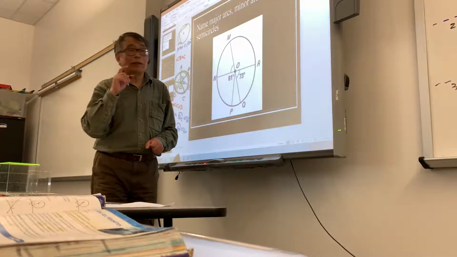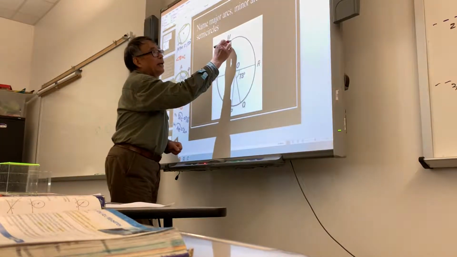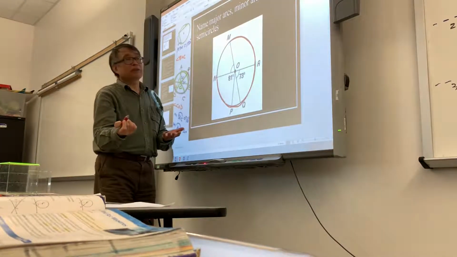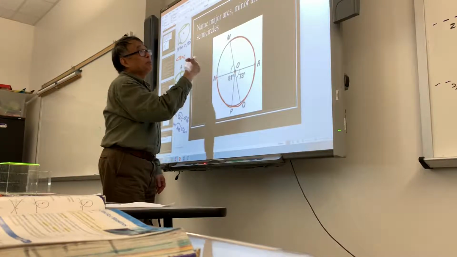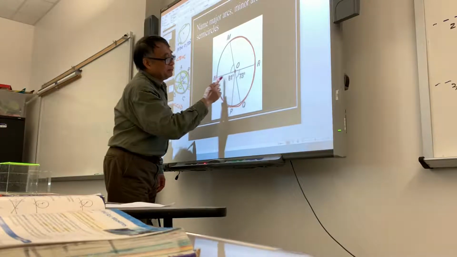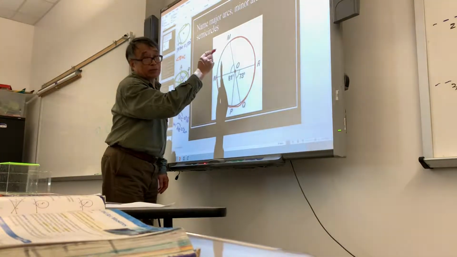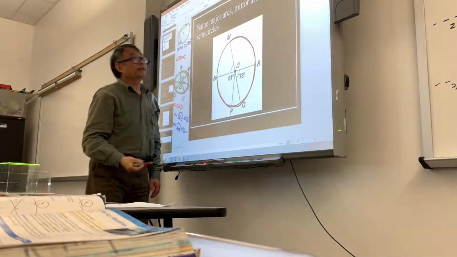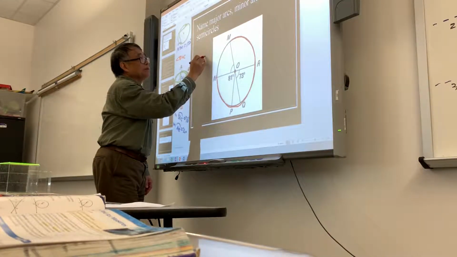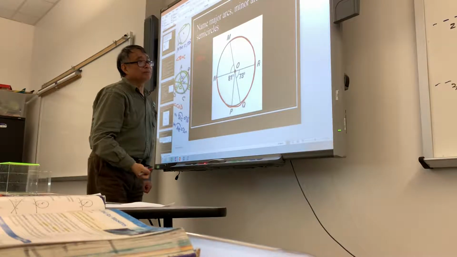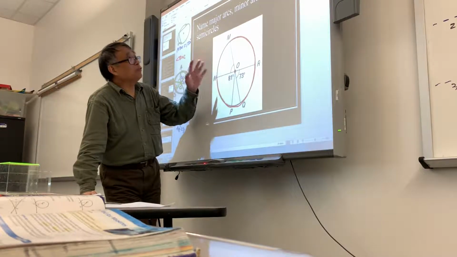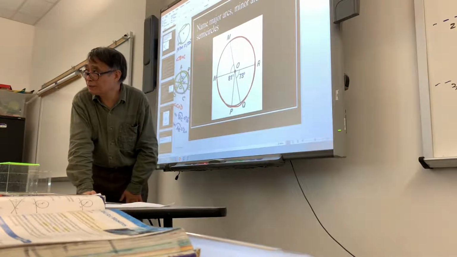MRN, yes, okay. M through R to N, perfect. So this should be major. Now why? Because this is more than 180, so it should be a major arc. MRN is a major arc. And if I ask for a semicircle, who can give me a semicircle?